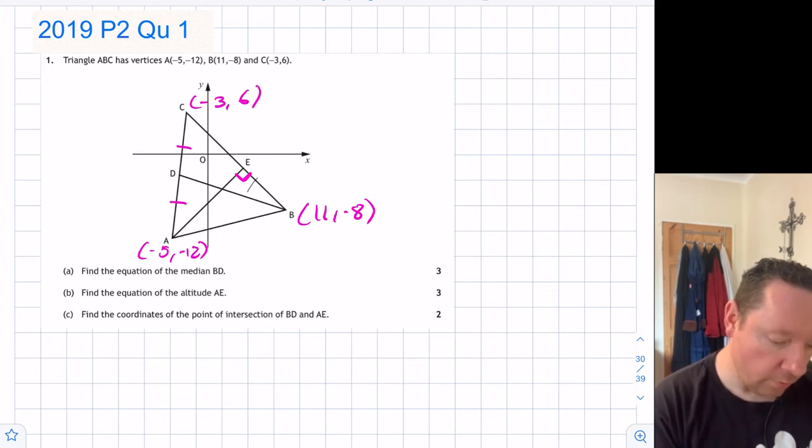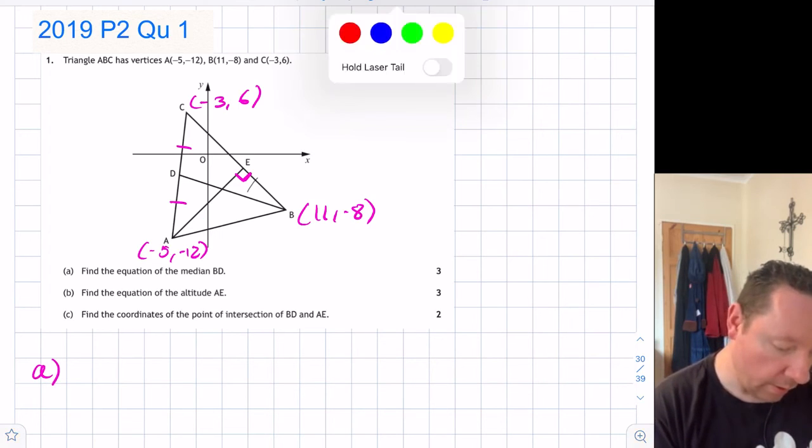So we'll do this in turn. Find the equation of a median BD. Median means we need the midpoint. So the midpoint of A and C, because it's going from B.